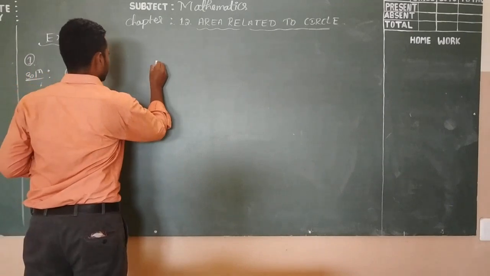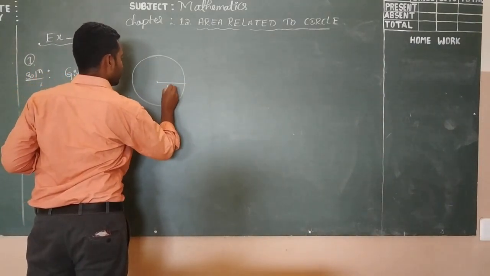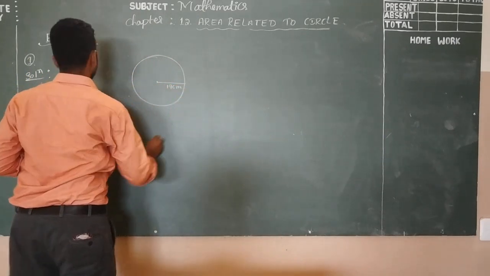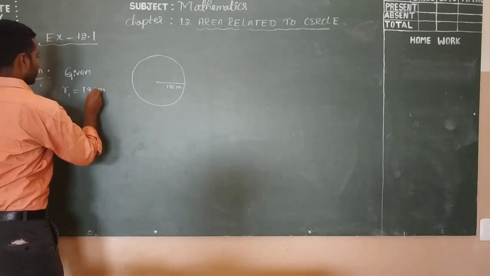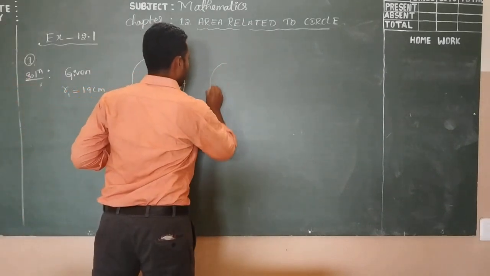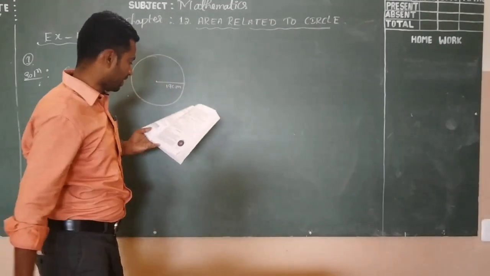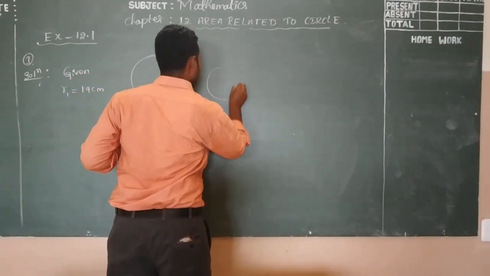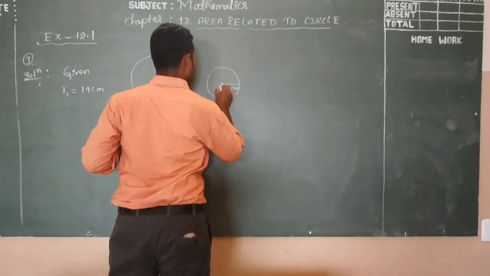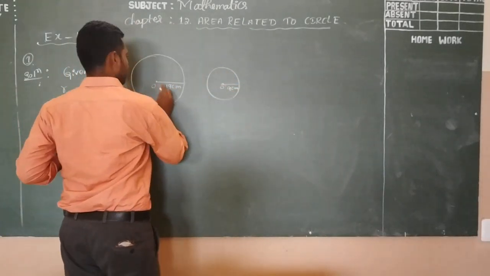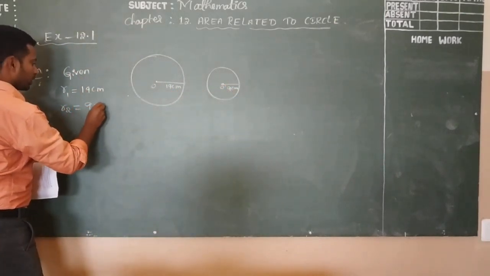Here two circles are there. One circle's radius is 19 centimeter, that is R1 equals 19 centimeter. Another circle has the radius 9 centimeter. This is considered R2 equal to 9 centimeter.